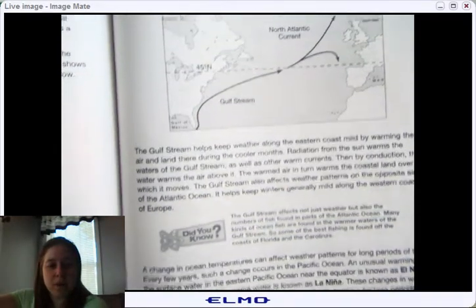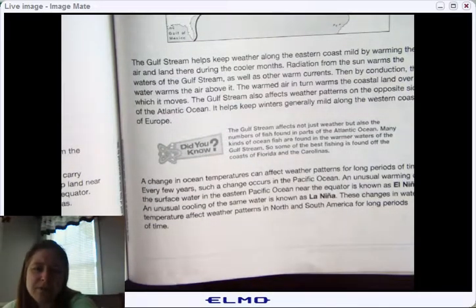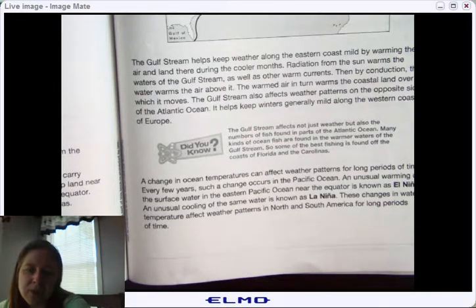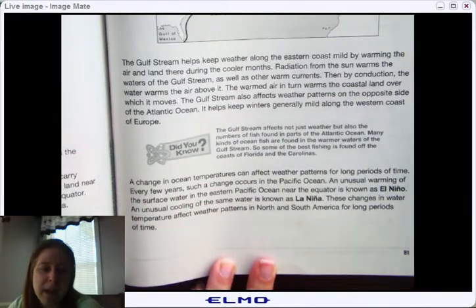Did you know the Gulf Stream affects not just weather, but also the numbers of fish found in parts of the Atlantic Ocean? Many kinds of ocean fish are found in the warmer waters of the Gulf Stream. So some of the best fishing is found off the coast of Florida or in the Carolinas. The change in ocean temperatures can affect weather patterns for long periods of time.